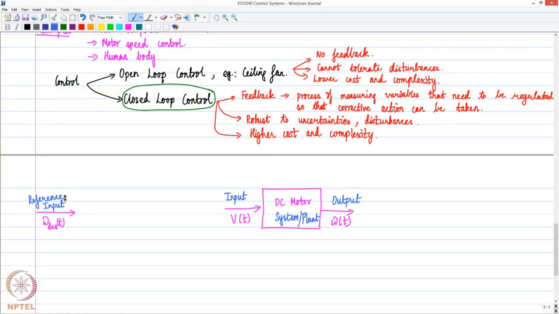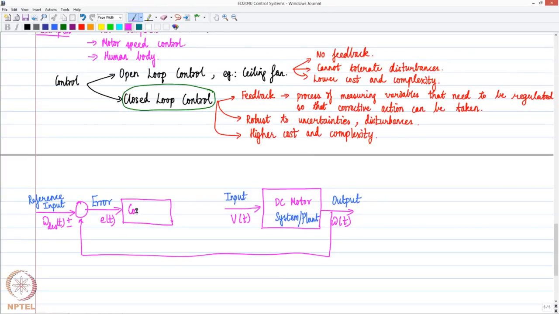And what we do then is the following. Suppose I measure the actual output, then I compare, I take the difference between what I desired and what I measure, which is called an error. Then let us say we pass it through an element called a controller, and the controller calculates what should be the input provided to the DC motor. When the controller calculates the input that should be provided to the system, the adjective control is added to the term input. So the input to the system becomes what is called a control input. So this is feedback.